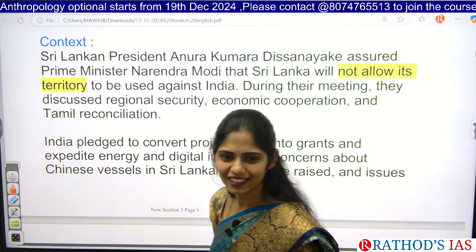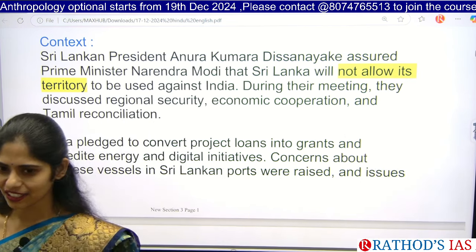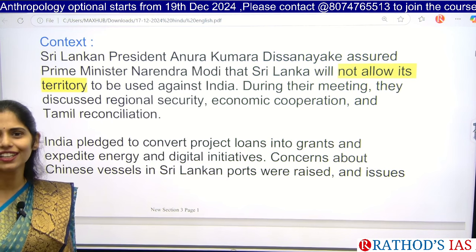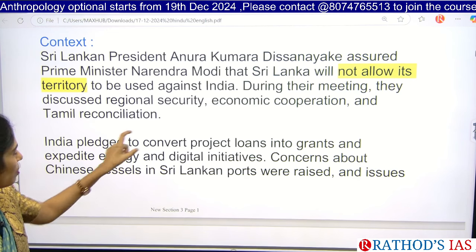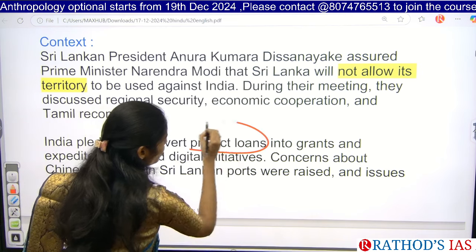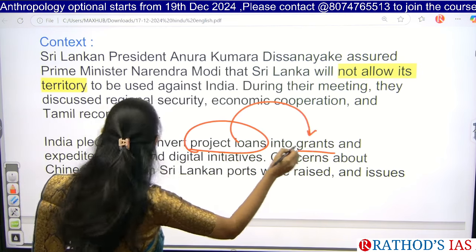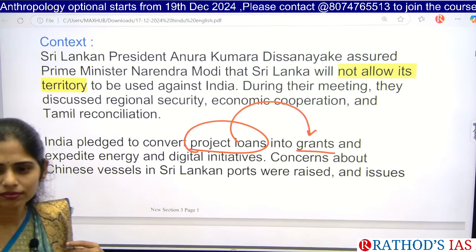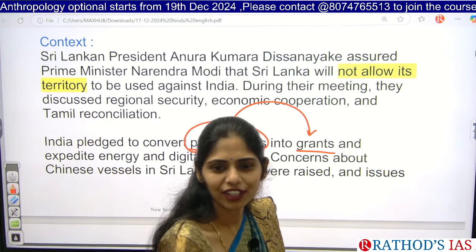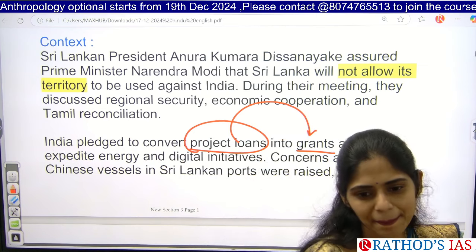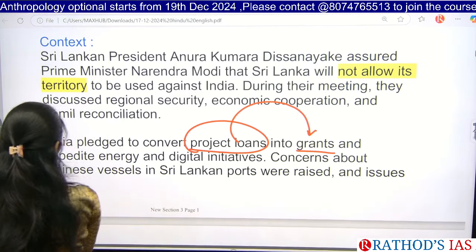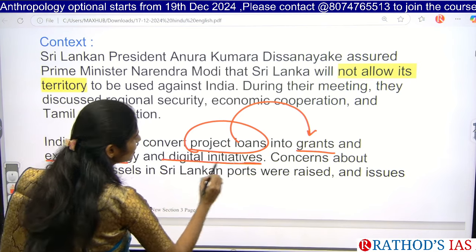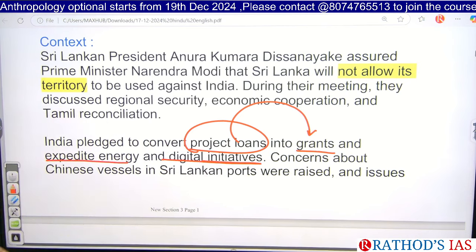So what is this grant? Do we get any return if we are giving a grant to another country? No, right? So it is soft power. That means most of India's project loans are going to be converted into grants. So it will be useful for whom? Sri Lanka. And what is the use for India? Only soft power. And we are also going to have more energy and digital initiatives from the Indian side to Sri Lanka. So these are the things which were mainly discussed.